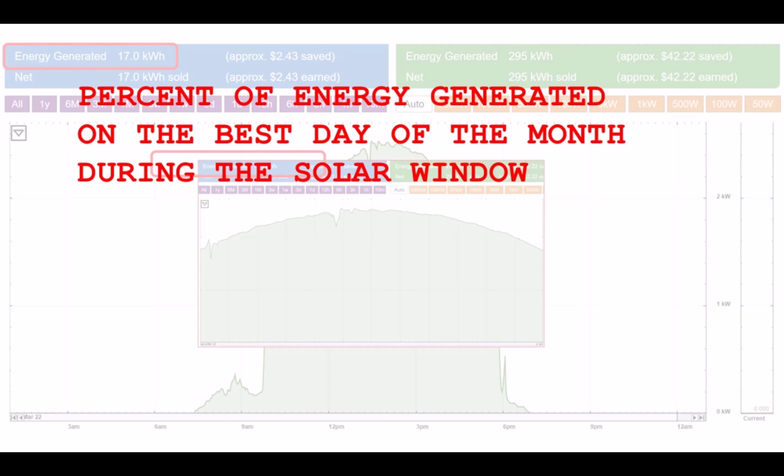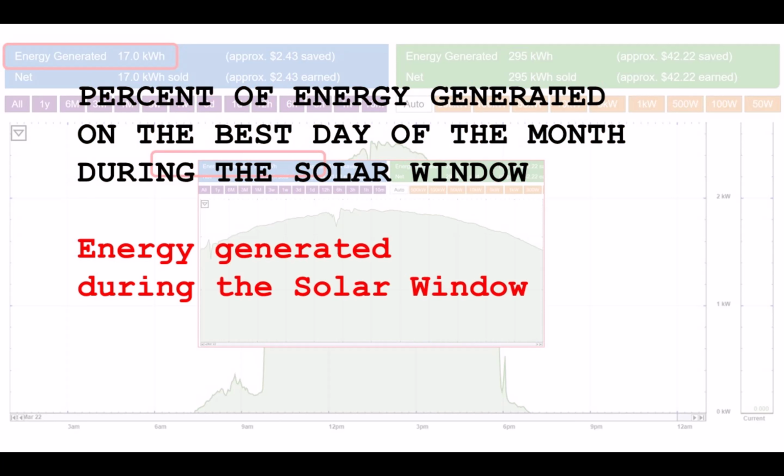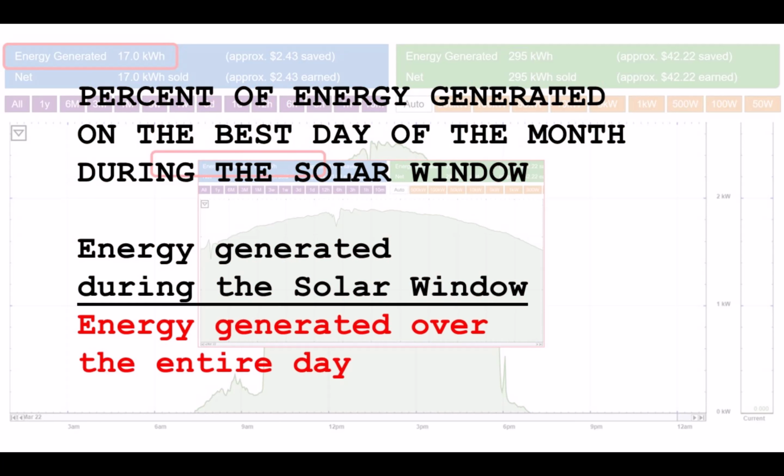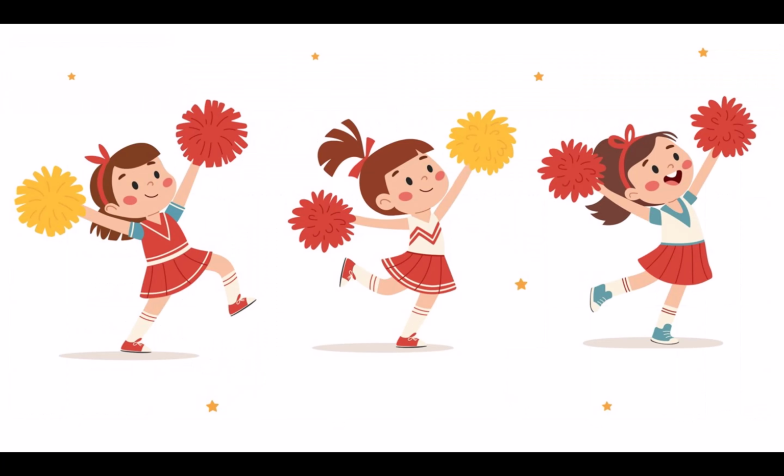To determine the percent of energy generated on the best day of the month during the solar window, take the energy generated during the solar window over the energy generated during the entire day, times 100, and you've got it.